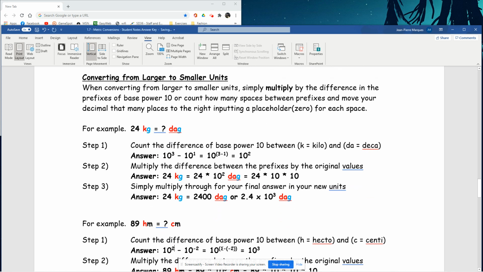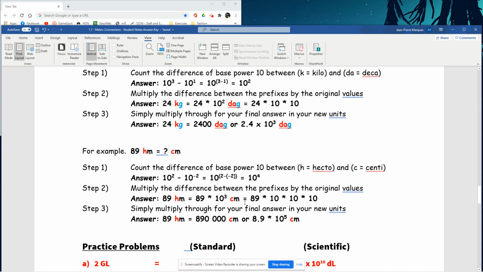There we go. So 10 to the 2 minus minus 2 is the same as 10 to the positive 4, which is 10 times 10 times 10 times 10. So I'm going to add 4 zeros to my answer. Therefore, I'm going to add 4 placeholders, or 4 zeros, giving me 89 hectometers becomes 890,000 centimeters, or in scientific notation, 8.9 times 10 to the 5.